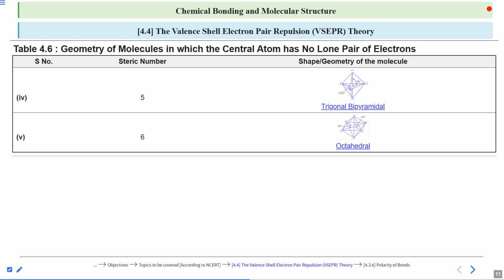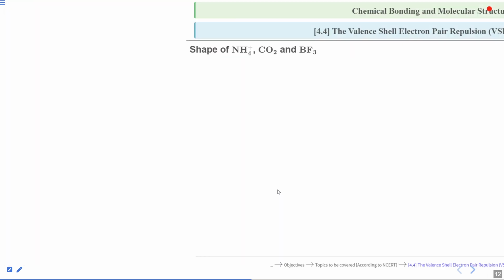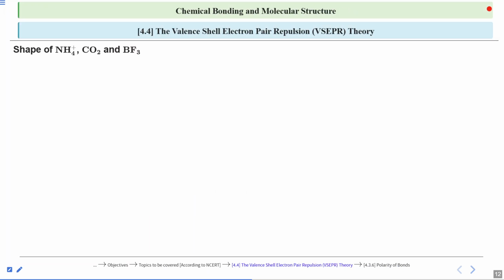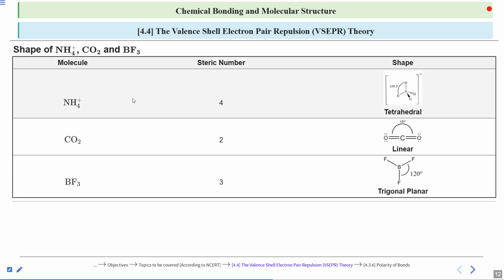Okay. Now let us move on to those molecules which have lone pairs. So our next target is inclusion of these lone pairs. Before moving on to that inclusion, let us look at the molecules whose steric number were calculated in the previous discussion. If the steric numbers are calculated correctly, then we can easily predict their shape based on our previous discussion. For NH4+, the steric number that we got was 4. So it will be a tetrahedral one and the angle would be 109.5 degrees.